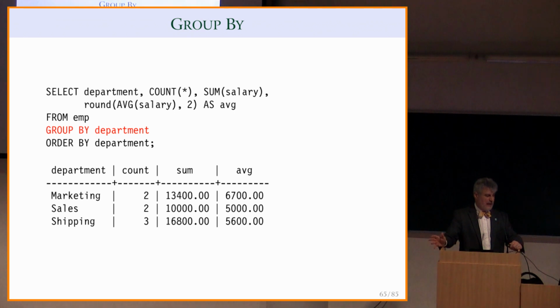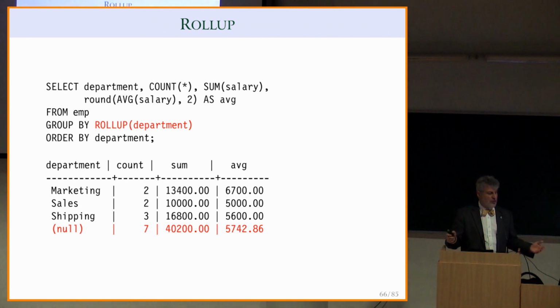We can say group by department, order by department. Again, not a window function, no window clause here, no over. We're just saying for every department, how many people are in each department, what's the sum of the salary in that department, what's the average salary in that department. Pretty easy.